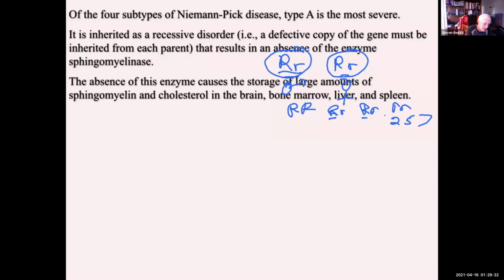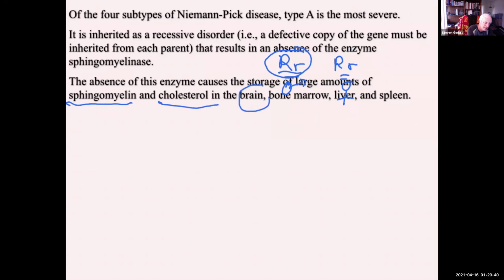So we can get some of that out of the way. The absence of this enzyme causes the storage of large amounts of sphingomyelin and cholesterol in the brain, bone marrow, liver, and spleen. That's where the extra fat comes from, because you're not going to break down the sphingolipids. So fat goes into the brain, which disrupts brain function and causes blindness, mental retardation, and lack of development. It's going to get in the bone marrow. Bone marrow is responsible for your immune system and for erythropoietin, for establishing red blood cells. So you become anemic, and you have problems with your immune system.